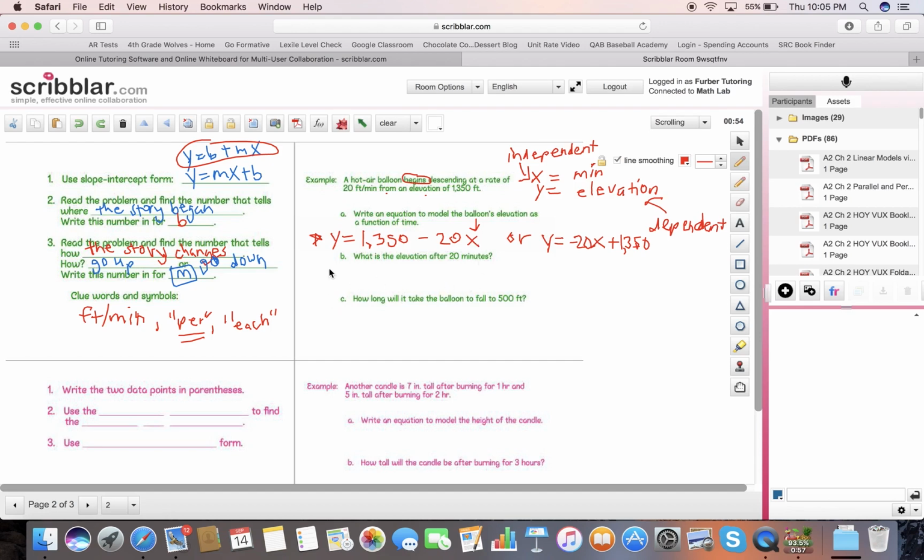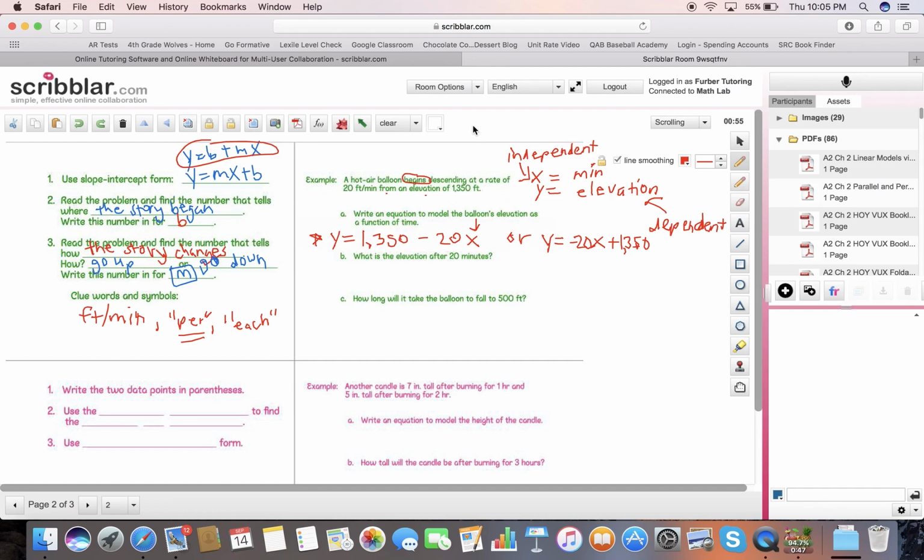Okay? And then the other thing I could do is I could say, okay, how many minutes would it take to reach a certain elevation? Y represents the elevation. So if I want to know, okay, I'm trying to get down to the ground, I want to know how long this is going to take me. Okay?